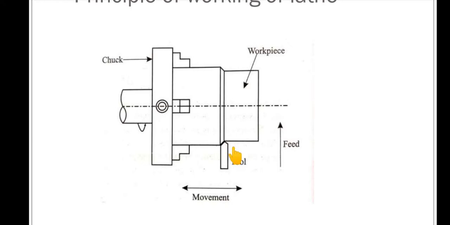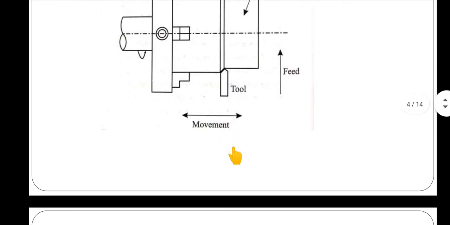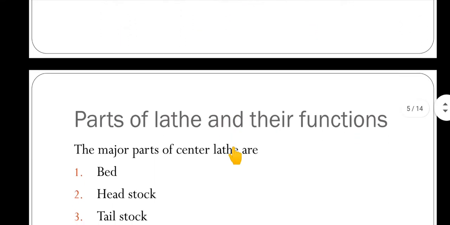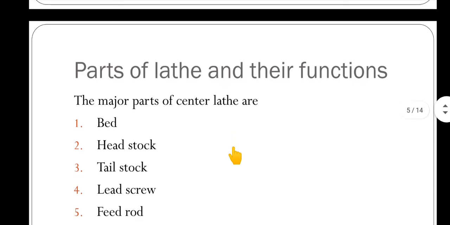Then the unwanted material will be removed from the workpiece and we are going to get the final product. Okay, so this is the principle of working of a lathe. Now let's see what the various parts in the lathe are and their functions.